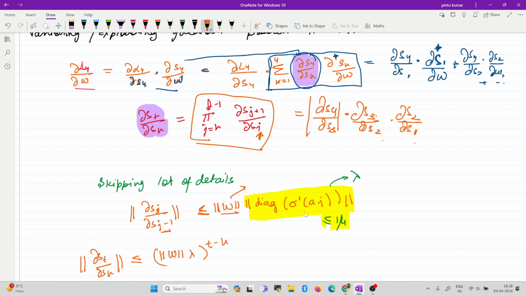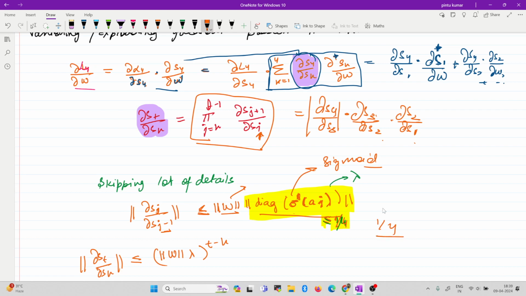Multiplied by the norm of this diagonal matrix, sigma dash of Aj. Now the thing that I want to say is this sigma is your sigmoid activation function, or any other activation function that you want to choose. For sigmoid activation function, the second norm is less than equal to 1 by 4.